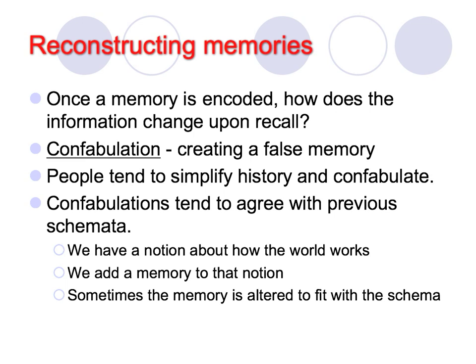We want them to agree with our schemas, our schemata. And a schema is, again, a notion for how the world works. So we have a notion of how the world works, we add a memory to that notion, and sometimes we have to alter that memory to fit with our schema of how the world works. If there are any inconsistencies, we tend to overlook those inconsistencies, and that's where confabulation occurs.